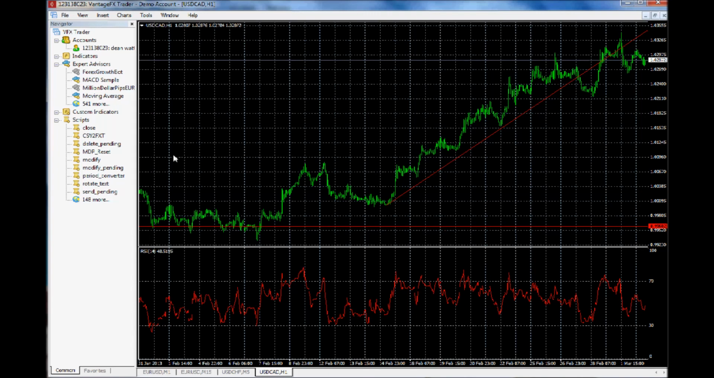Okay, so that's an overview of the MetaTrader 4 platform and how you would use it. So once you're happy with your demo trading, what you would then do is just open a live account, and then you would start with your real money. But always start with a demo account first, and only ever trade what you can afford to lose.